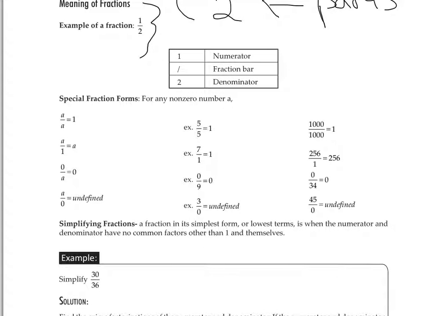Any fraction that's the same on the top and the bottom equals 1, even if they are letters, variables. A over A equals 1. 5 over 5 equals 1. 1,000 over 1,000 equals 1.